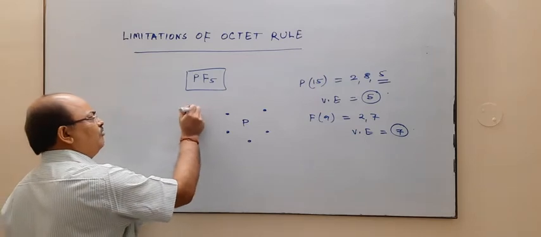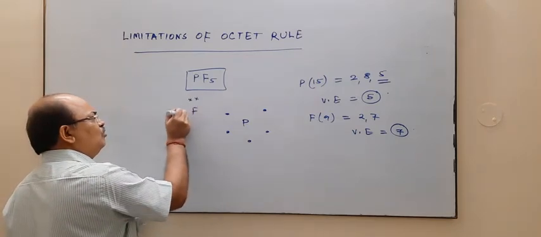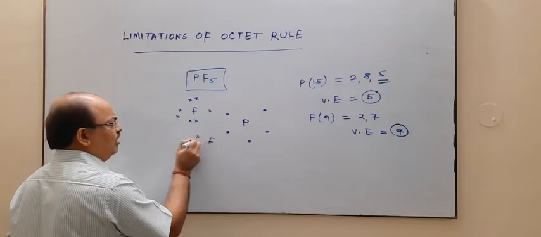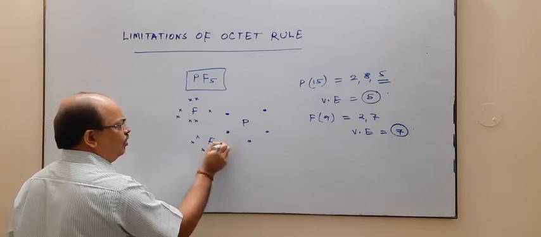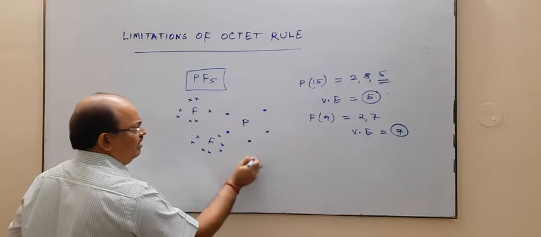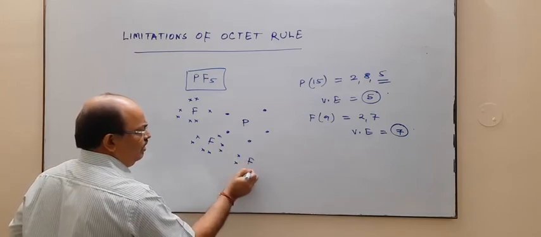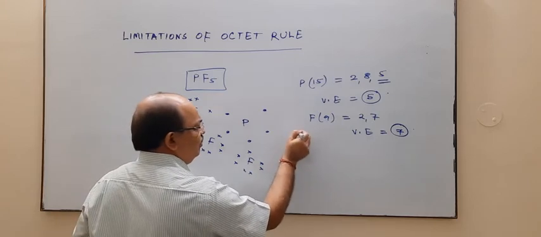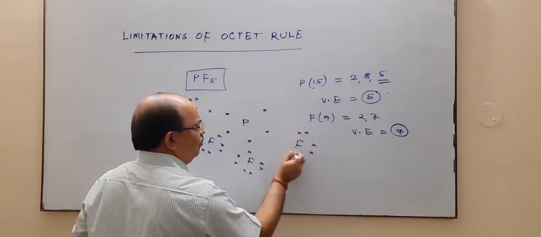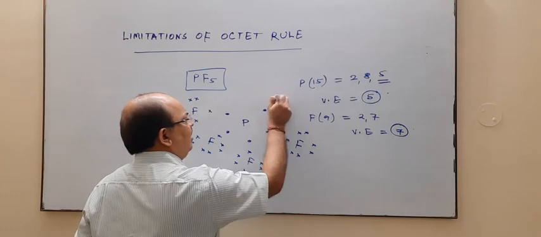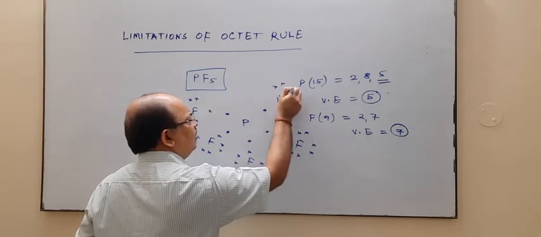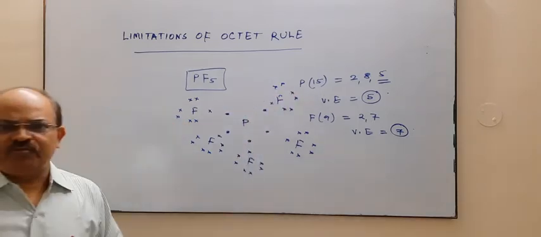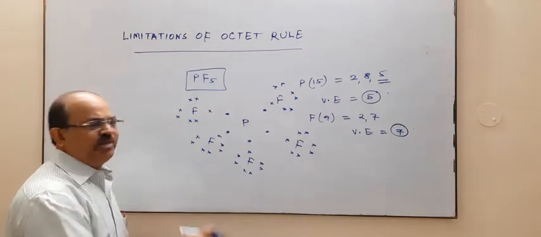So this is 1 fluorine. It is 2, 4, 6 and 7. ये देखिए दूसरा फ्लोरीन 2, 4, 6 and 7. This is third fluorine 2, 4, 6 and 7. This is your fourth fluorine 2, 4, 6 and 7. And this is your fifth fluorine, 2, 4, 6 and 7. Now what will happen?